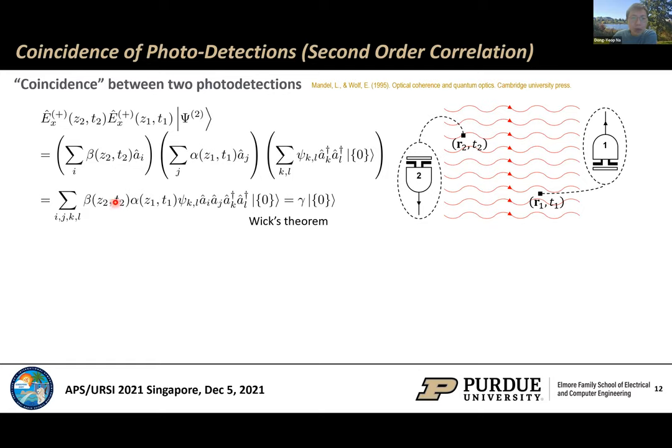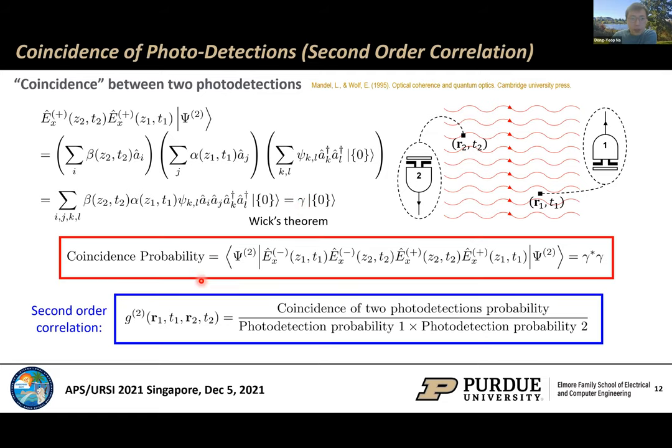Then we can write the whole thing in this complicated-looking expression, but we can repeatedly use the bosonic commutator and the laddering operation process, and then we will be able to arrive at this vacuum state with a certain value again. So then the coincidence probability will be given by just the square of the modulus of this gamma. And also the second-order correlation, which is widely used in quantum optics, denoted by G2, is defined by coincidence normalized by some proper constant, but essentially it refers to the probability of coincidence between two photo detections.